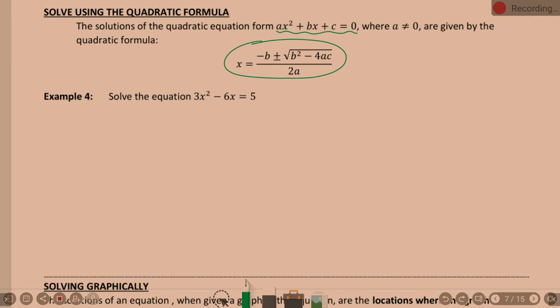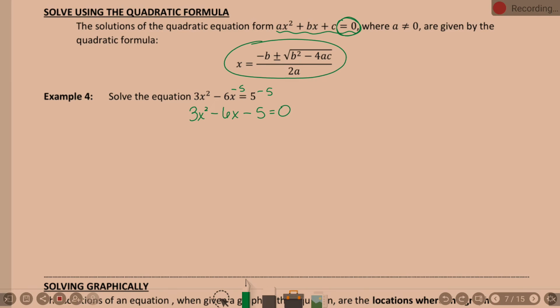Solve the equation 3x squared minus 6x equals 5. What do we have to do first? Notice this standard form is equal to 0. You can't use the quadratic formula until your quadratic equation is equal to 0. So we're going to subtract 5: 3x squared minus 6x minus 5 equals 0.